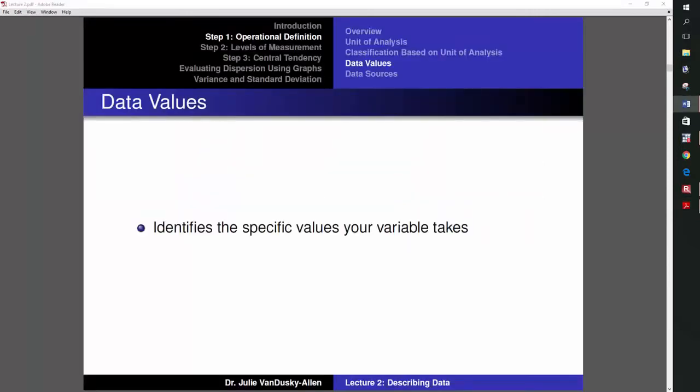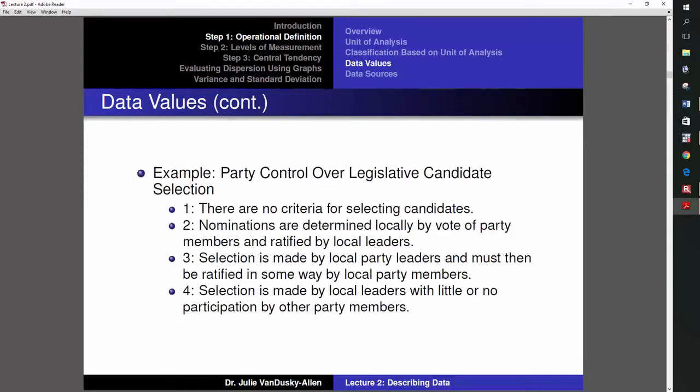The next step in describing a variable's operational definition is identifying how you coded the variable. You have to describe the specific values your variable takes. For example, if we wanted to collect data on party control over candidate selection, we could code the variable like this. A 1 would indicate that a party has no criteria for selecting candidates. This would be the least control a party could have over a candidate selection.